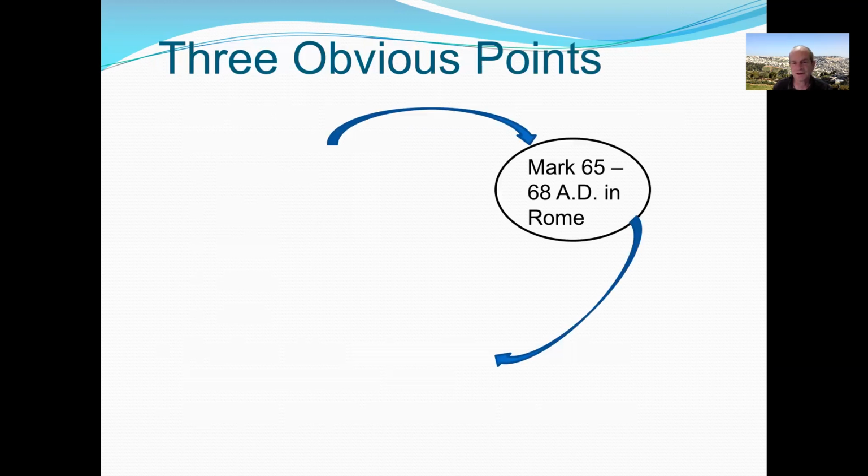When it comes to putting a date on these books, there are 3 obvious points, and there's a dilemma along with these points. The first point is that most people think that Mark was the first gospel written, and that the date on it would be something like 65 to 68 AD, and written in Rome. When I do a special video on Mark, I'll talk about why they think that, but most people would put it at 65 AD, some maybe a little bit later, and written in Rome.